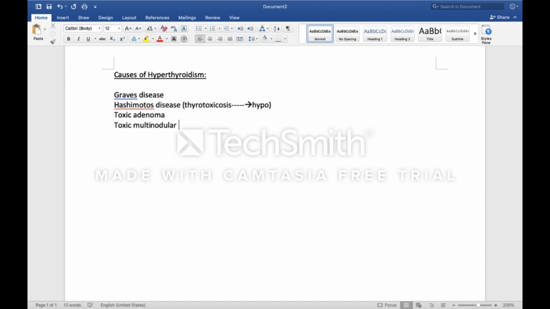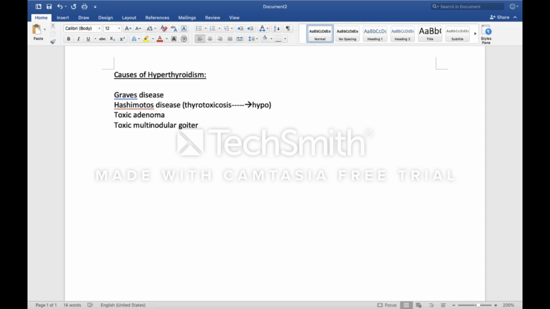There is one condition called toxic multinodular goiter. You know what goiter is? Goiter is when the thyroid gland size is increased, so we call that condition goiter. Very common in females, by the way, and the thyroid is very much visible in front of the neck. And toxic means it is hyperfunctioning nodules which produce more and more thyroid hormones in the body, and the patient presents with the features of hyperthyroidism.